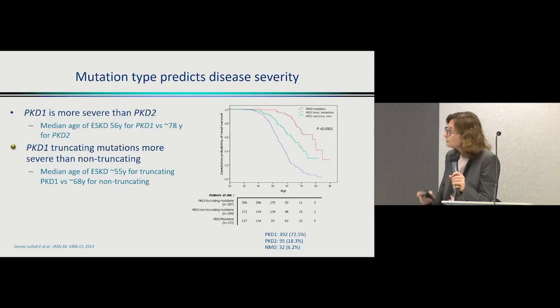And then within the PKD1 class, you can break that down further. There are those individuals who have missense changes, or another way of putting it would be you swap one amino acid for another. And some of those may have partial function, they may not. It's hard to say, but as a group, those individuals are kind of halfway between those individuals with PKD1 truncating and those with PKD2, and that's indicated by the green curve there.